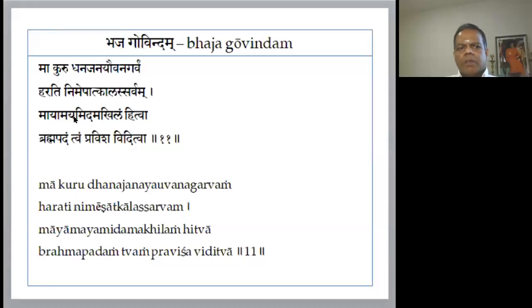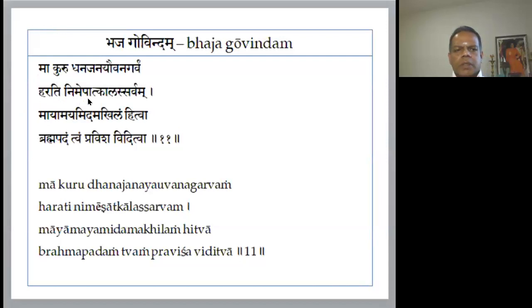Just quickly look at the letters which we have to pay attention to. Ma kuru dhana. The dha is the fourth letter in the third class of sounds. It has to be aspirated. Dhana. The rest of them are all unaspirated consonants.